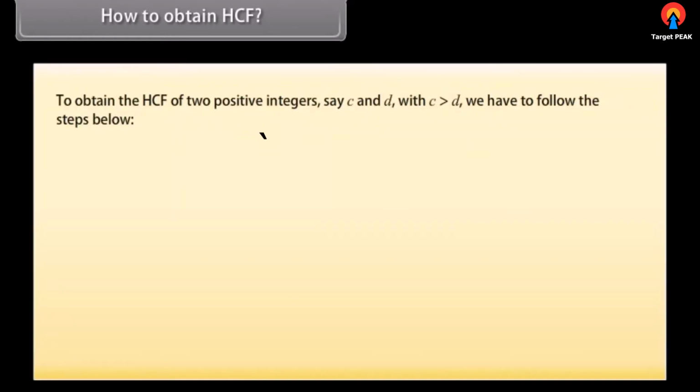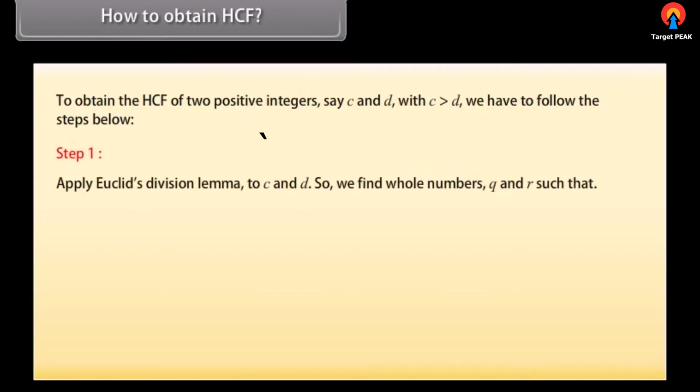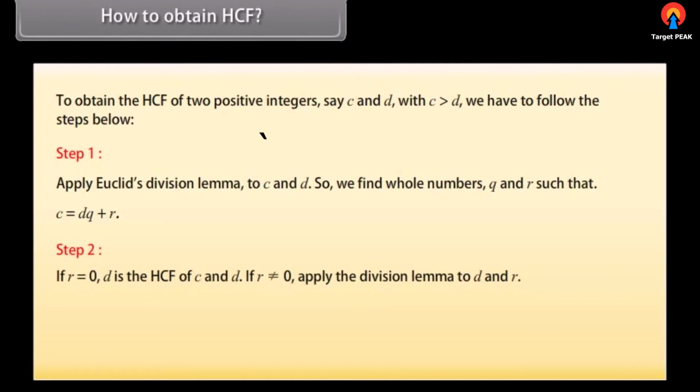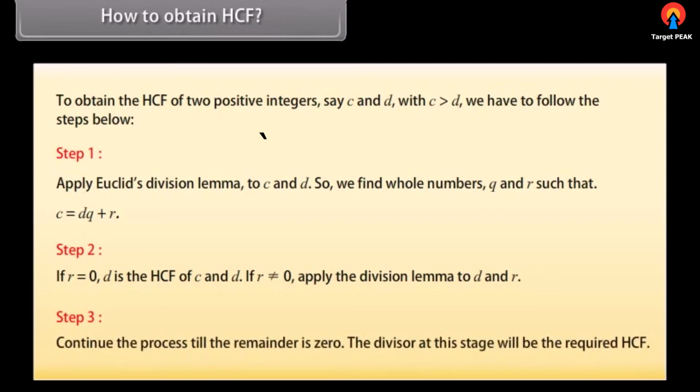How to obtain HCF? To obtain the HCF of two positive integers, say c and d, with c greater than d, we have to follow the steps below. Step 1. Apply Euclid's division lemma to c and d. So, we find whole numbers q and r such that c is equal to dq plus r. Step 2. If r is equal to 0, d is the HCF of c and d. If r is not equal to 0, apply the division lemma to d and r. Step 3. Continue the process till the remainder is 0. The divisor at this stage will be the required HCF.